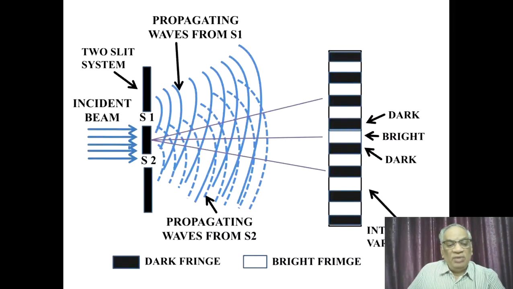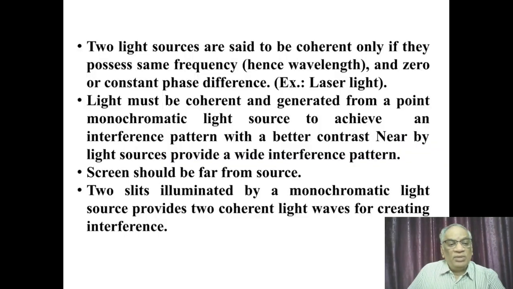The central fringe will be a bright one because of the zero path difference or phase difference. All bright fringes will have the same intensity while the dark fringes will have zero intensity. The typical interference pattern is shown in this slide. Two light sources are said to be coherent only if they possess the same frequency, hence wavelength, and zero or constant phase difference. An example is light coming from a laser source.